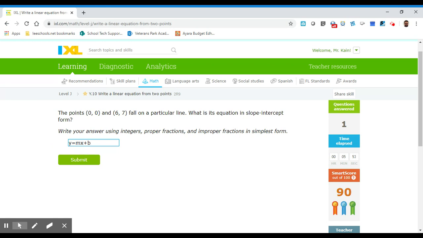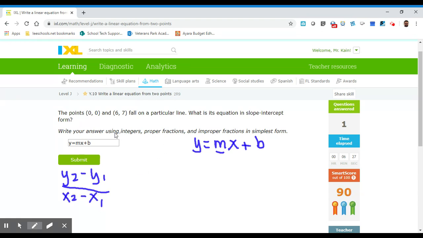So let's try this one. This one's interesting as well because there's zeros for one of our coordinates, one of the points. So just as before, let's go ahead and write our equation of a line. Y equals mx plus b. Let's find what the slope is by using the slope formula, which is y2 minus y1 all over x2 minus x1. All right, let's start with a larger y.